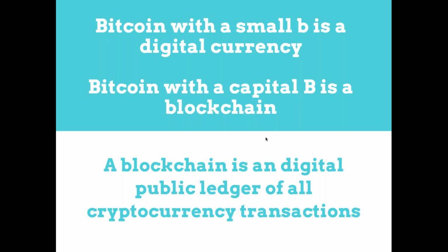So what is a blockchain? Well, a blockchain is a digital public ledger of all cryptocurrency transactions. So ultimately, it is a book of transactions, or a digital log that is available. It's decentralized, and it is available for everybody to see all the transactions that happen in the cryptocurrency market. So most currencies are traded on the Bitcoin blockchain.